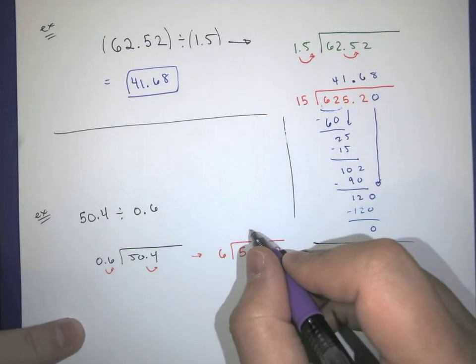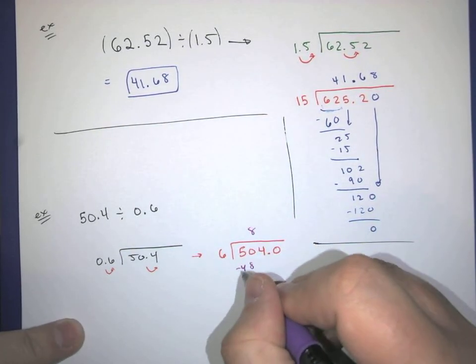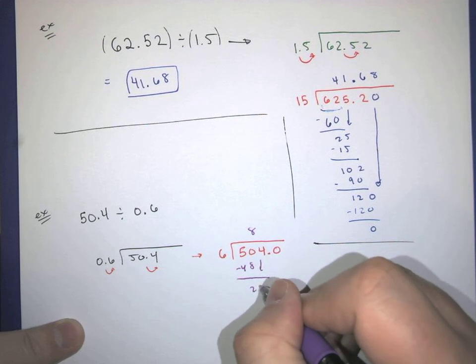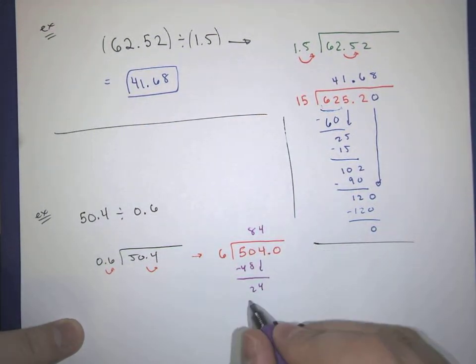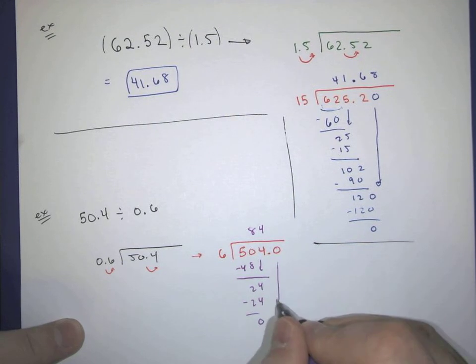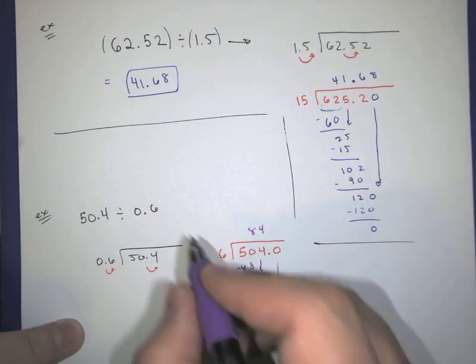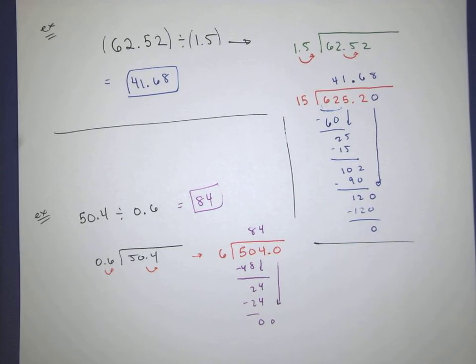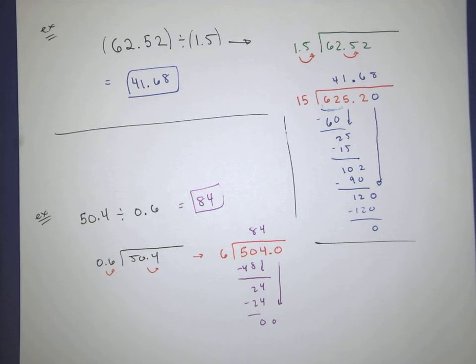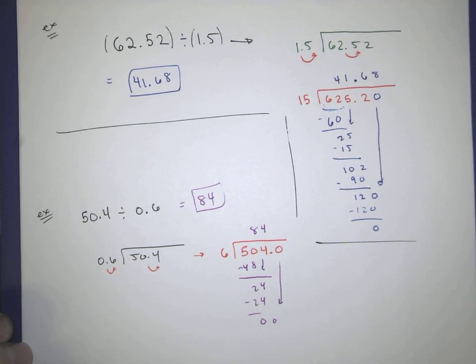6 into 50, 8, 48, we subtract. Oh, we're actually not going to need it. 24, goes in 4 times, who knew. And that's a 0, so we're done. So that's going to be just 84 on the nose. So don't try to actually do the division using the decimal numbers. Just do a quick shift, rewrite, get some whole numbers on the outside, and then work the division from there. That's the basics of it.